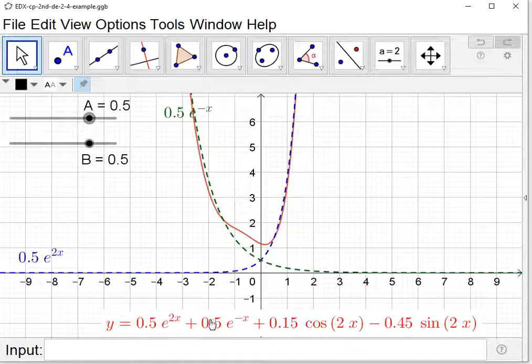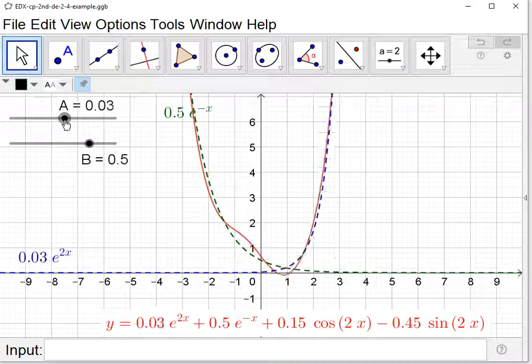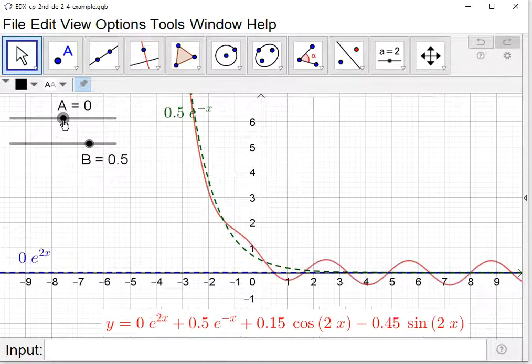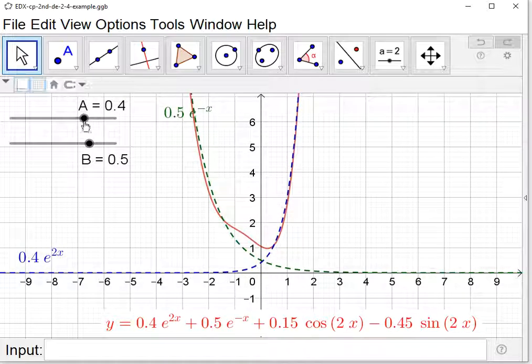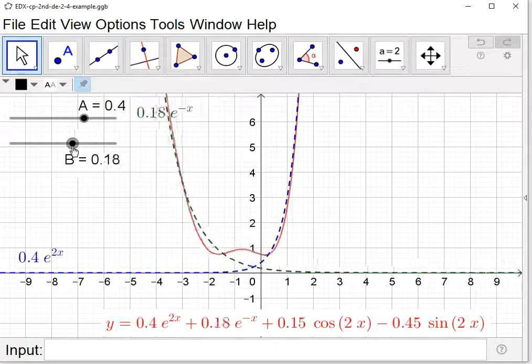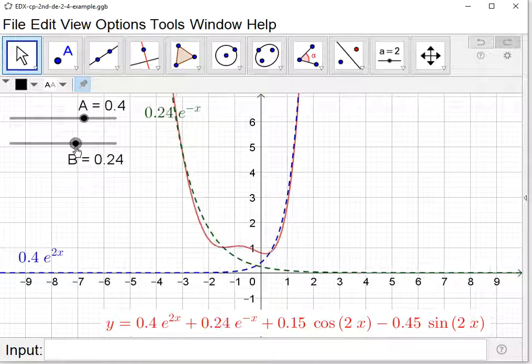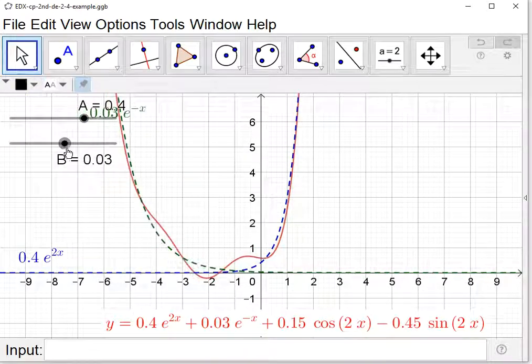When x tends to minus infinity, it's this half e to the minus 2x term that becomes dominant, and again you can see when x is negative it's getting closer and closer to the green half e to the minus x function. So as I change a and b, you can see as x gets bigger the function stays close to a e to the 2x, and when x is negative the function stays very close to the b e to the minus 2x. Things get interesting when we let a and b get very small.